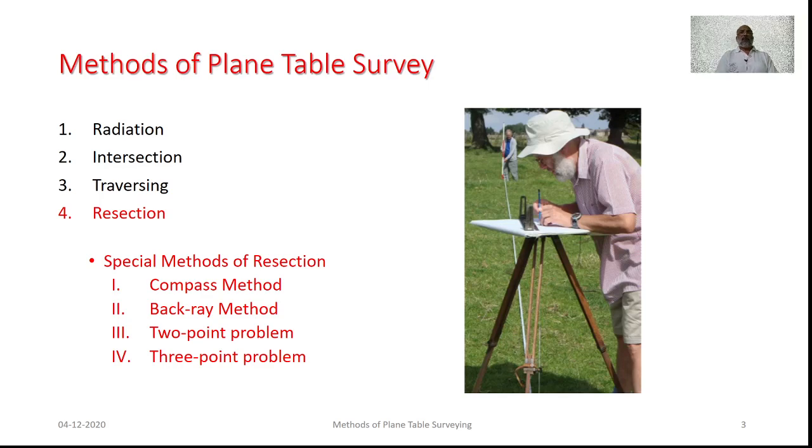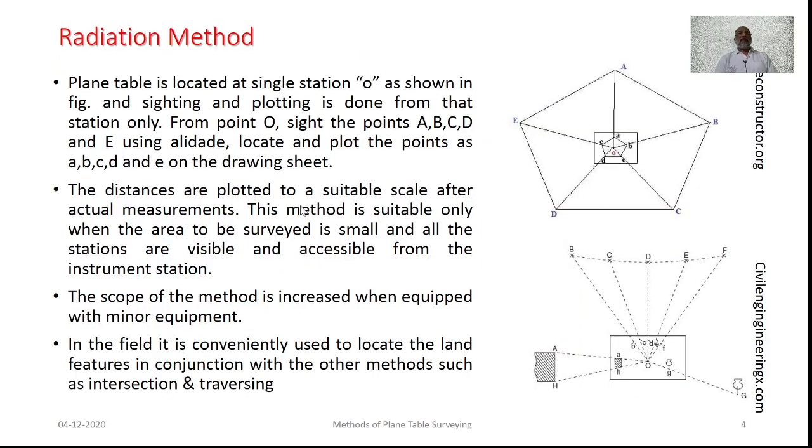The surveyor can make use of various methods such as radiation, intersection, traversing and some particular cases related with resectioning. The first method is the radiation method. Here, this rectangle represents the position of the plane table. As you know, the stations which are present on the ground are represented with capital letters, whereas the respective positions are shown as small letters. So here capital A is represented with small a in order to represent the position of the station.